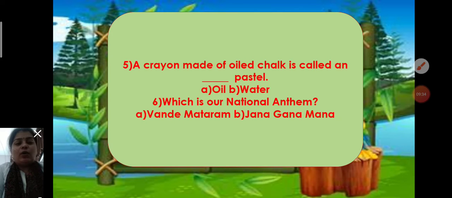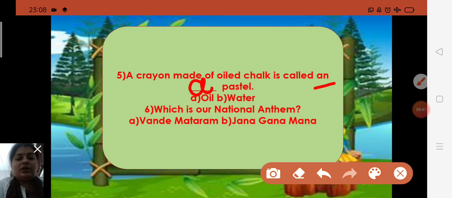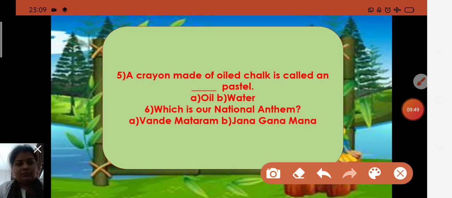Now after that, children, a crayon made of wax chalk is called what? An oil pastel. Why? So there, what is it called? Oil pastel. O-I-L, oil; P-A-S-T-E-L, pastel. And also, what do you know, children, about this? So there you will write oil pastel, and also, children, this is also a popular medium for color artwork.